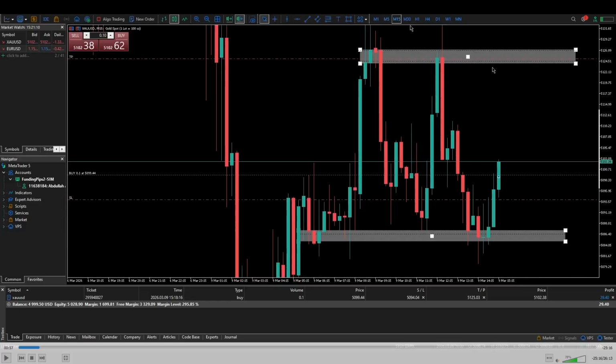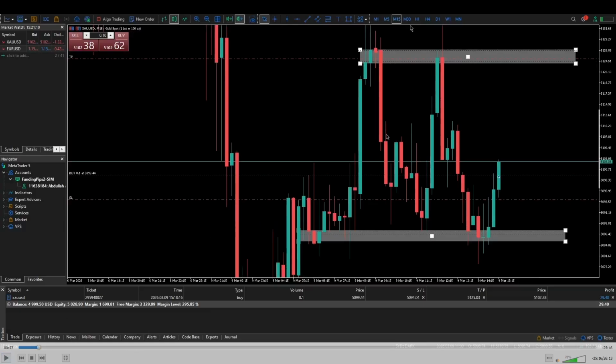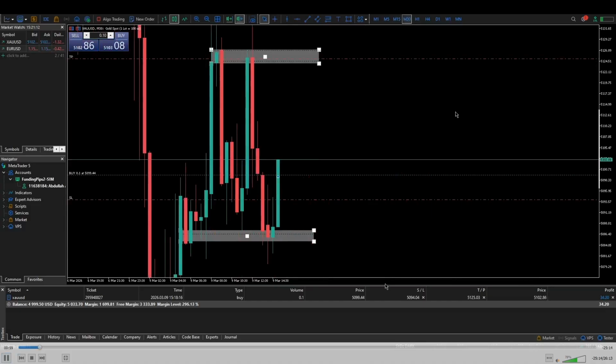I was expecting high volume and I was expecting that price will break this resistance with high volume and then eventually will push over here. That's why I've placed my TP over there. Now let's see what happened.